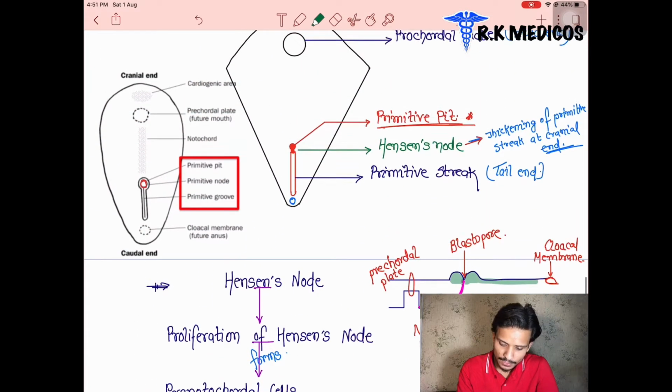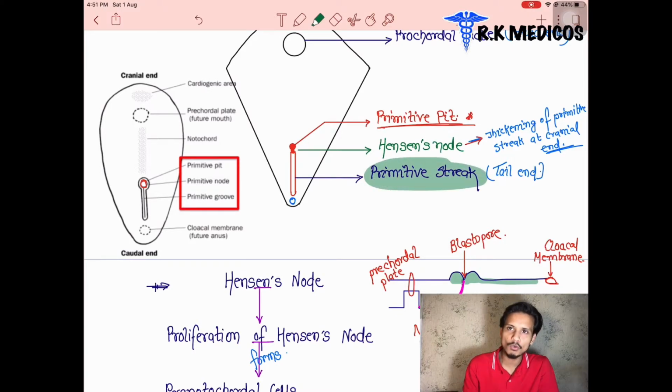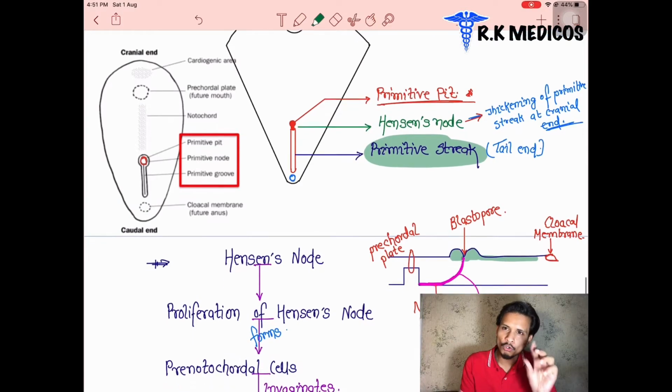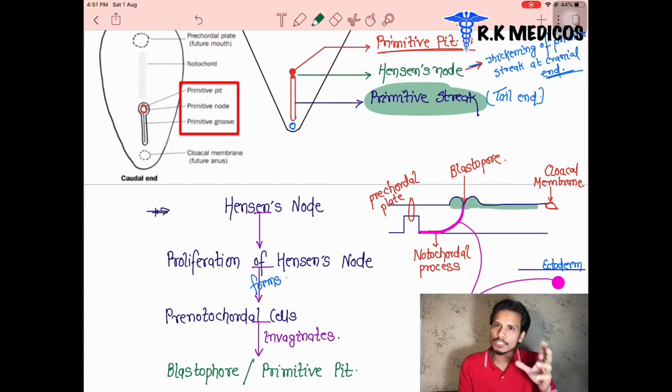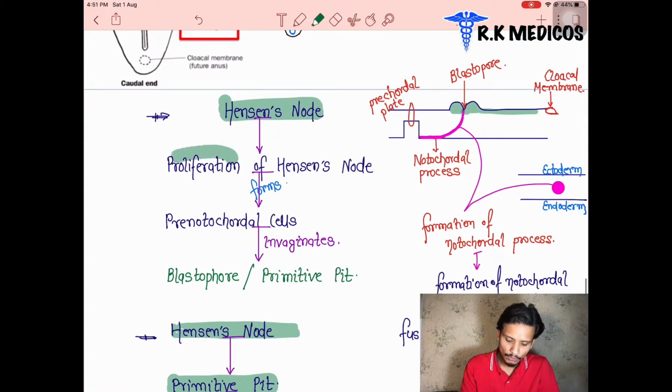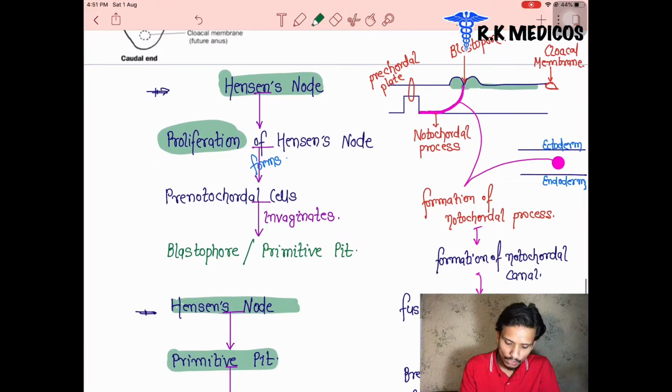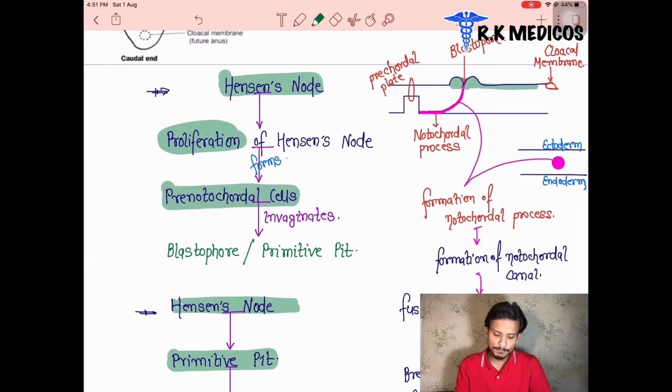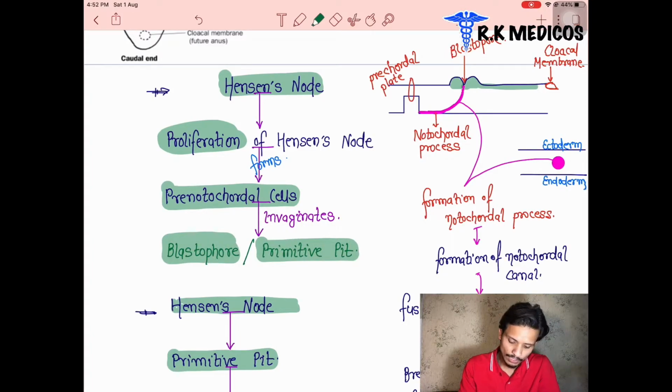This is the primitive streak here, and from the primitive streak the Hensen's node begins. That is a thickening of the primitive streak, and this primitive streak forms a node, that is Hensen's node, or we can also say the primitive node. This primitive node, or Hensen's node, is going to proliferate, and after the proliferation they convert into the pre-notochordal cells. These pre-notochordal cells are called the blastopore, or they are also called the primitive pit. So these are the same terms. What are the same terms? Either blastopore or primitive pit.